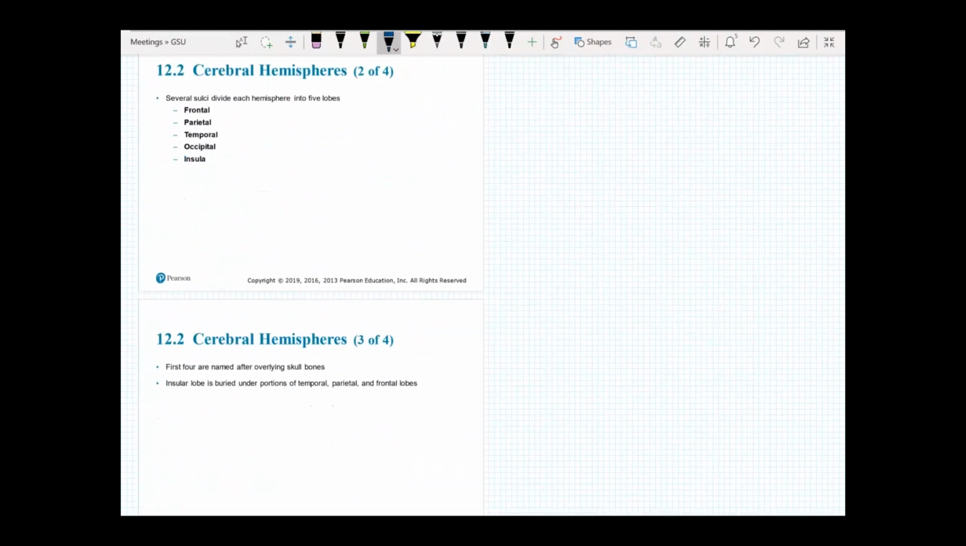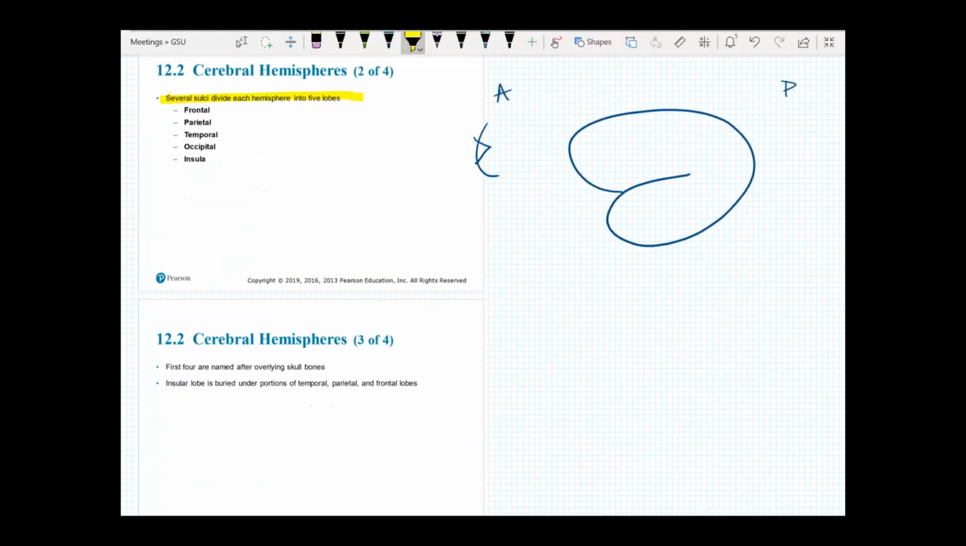Each sulci, so the grooves, will divide the brain into 5 lobes. These mirror the bones of the skull, so these are super easy to remember. Your brain looks like this. These are your eyes, so you're looking forward. This is the anterior, this is the posterior side. There will be the frontal lobe of the brain, and there is a fissure that will divide that. So this will be your frontal lobe.